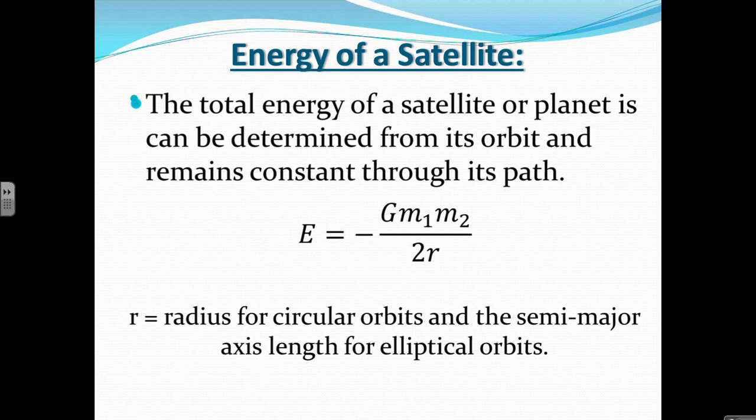The energy is equal to the negative gravitational constant multiplied by the two masses, and then divided by 2 times the distance between centers. And here we use the r, the distance between centers. For a circular orbit, that is just the radius. If you're looking at an elliptical orbit, that r would be the semi-major axis length.